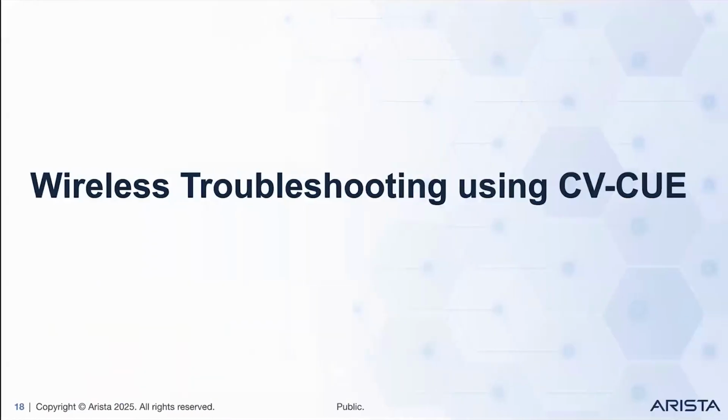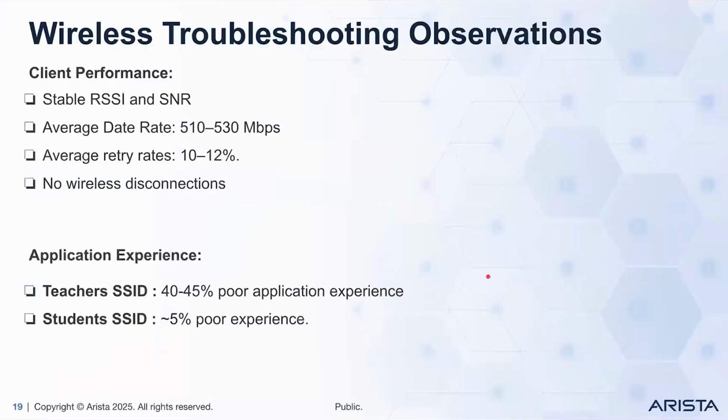So let us finally look at all the observations we have seen so far from the wireless troubleshooting done. We see that the RSSI had been pretty stable around minus 49 dBm across both the teacher's and the student SSID, and during the issue and the non-issue time frame. The SNR was also consistently 40 decibels in all conditions. The average data rate was between 510 to 530 Mbps and didn't show much deviation.